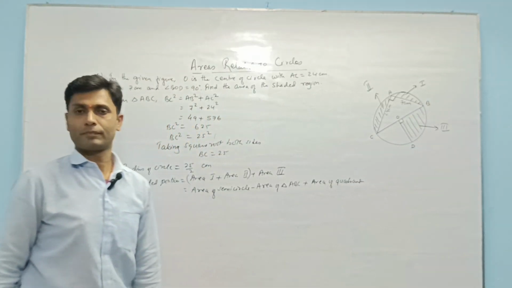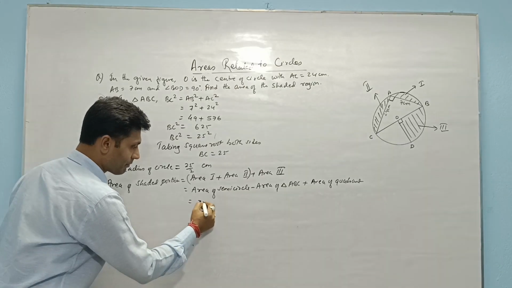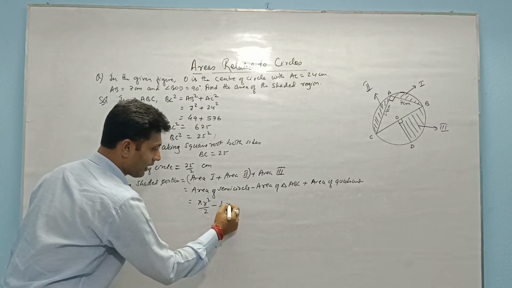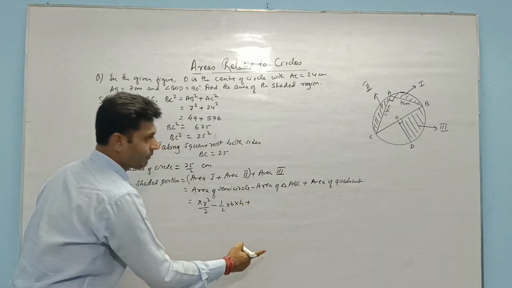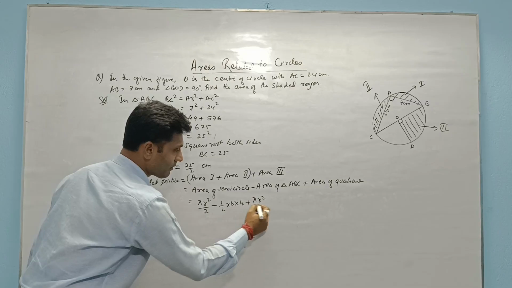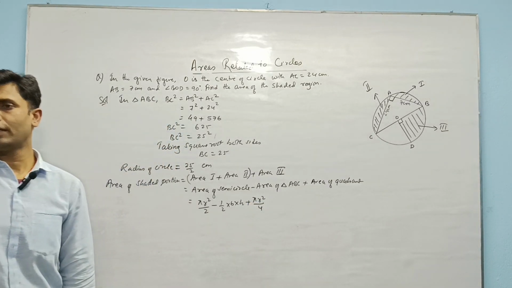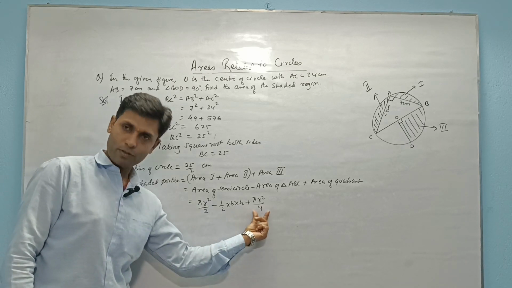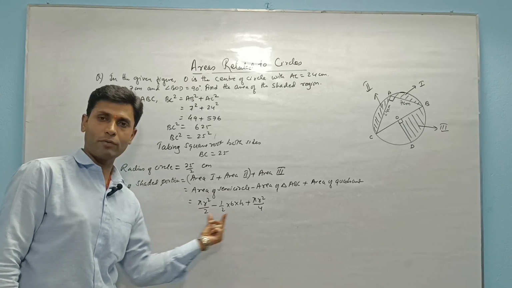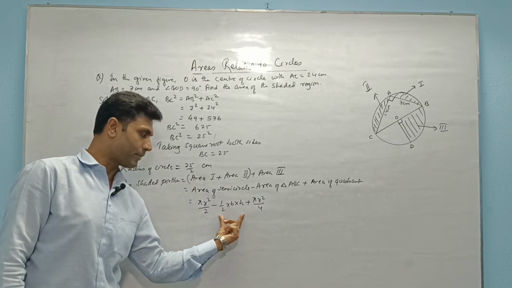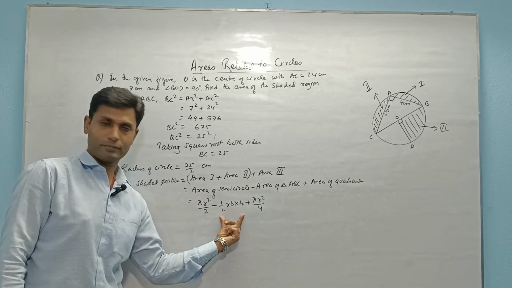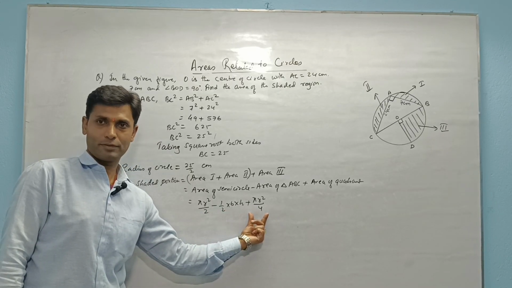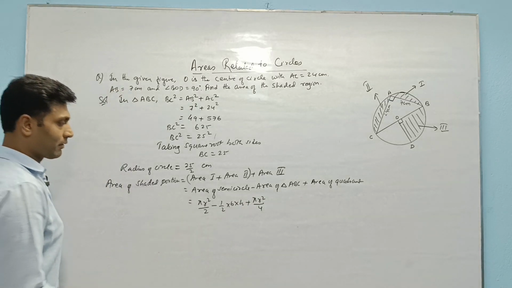Now what is the area of semicircle? This is pi r square divided by 2. Area of triangle, half into base into height, plus area of quadrant, pi r square divided by 4. Any doubt here? This is half circle, this is 1/4 circle area, and then we have minus half into base into height. So half plus 1/4 is how much? 3/4? But I'll show you the calculation part also, okay?